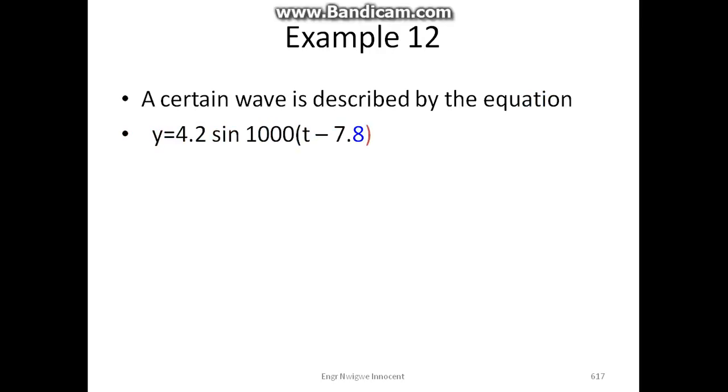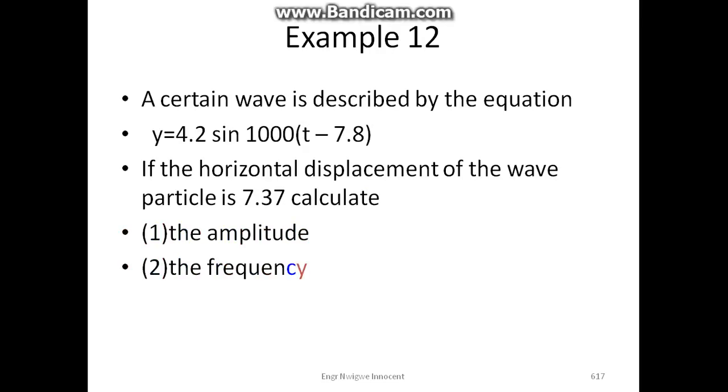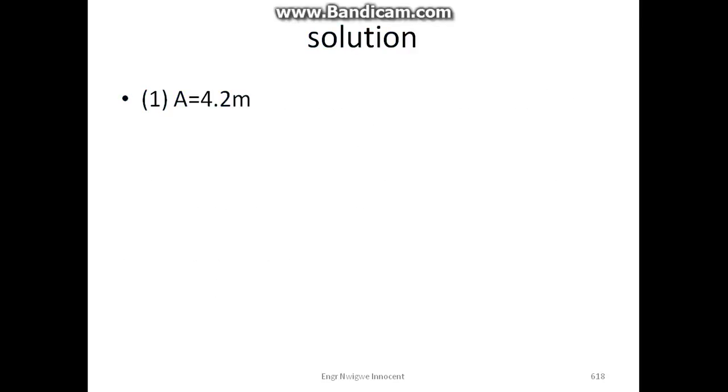Example 12. A certain wave is described by the equation y equals 4.2 sine 1000 in bracket t minus 7.8. If the horizontal displacement of the wave particle is 7.37, calculate (1) the amplitude, (2) the frequency, (3) the velocity of the wave. Solution. Number 1. Our amplitude A is 4.2 meters.